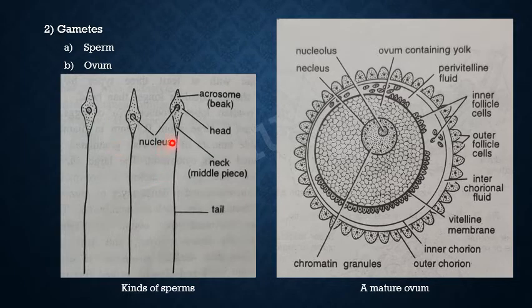So this is the diagram of sperms, and there are three kinds of sperms. One having the equal size of acrosome as the body, one having a bigger size of acrosome than the body, and the third one having a smaller acrosome as compared to the body. So these are the three types of sperms. And the second diagram is of a mature ovum.